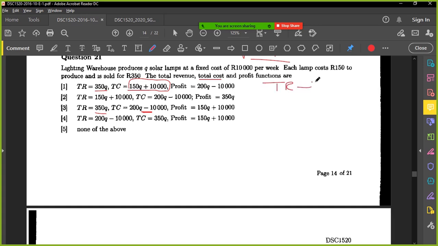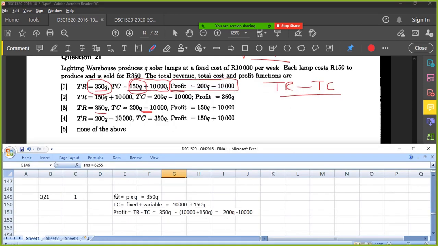Total revenue minus total cost. Yes, okay. In this option, you would probably want to check that just to make sure. So you would take this and you would subtract that. Does that make sense? Yeah. All right, and the answer is 1. Good.